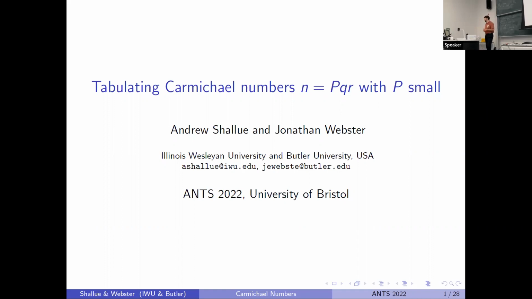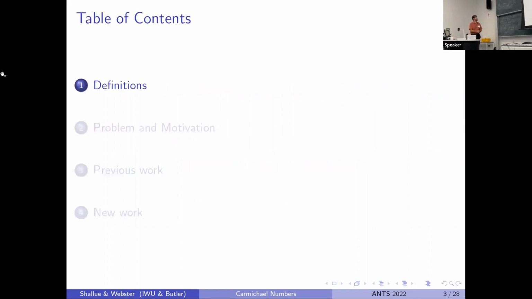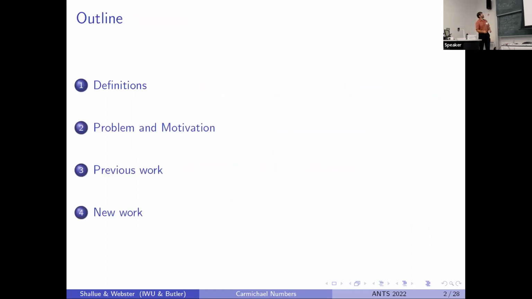I'll talk a bit more later about how we think that this is going to lead to a better overall tabulation algorithm, but we can't make any specific claims about that yet. That's for future work. So that's the overview. Here is the overview of the talk: definitions, problem motivation, previous work, and new work.